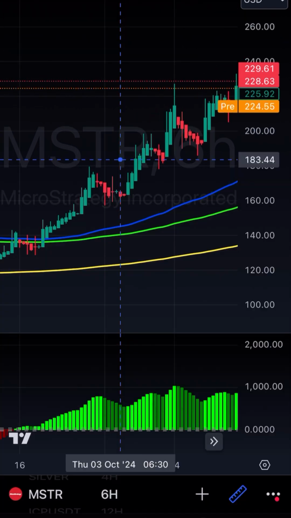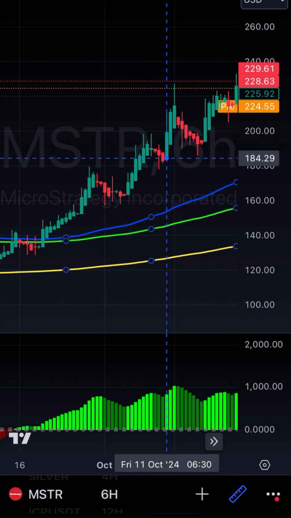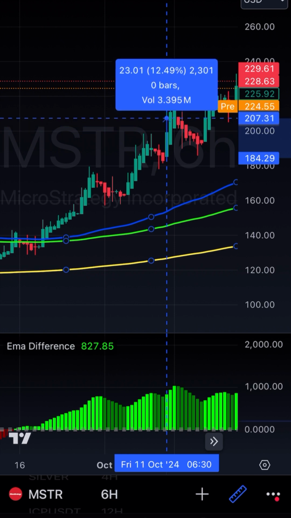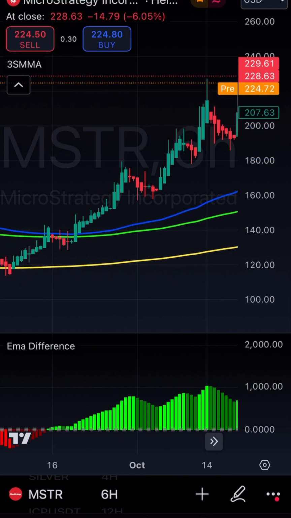So real quickly, we're going to look at a couple other here. You see this moment right here? This lasted for like probably a day, 3 days right here. This is a $31 difference in price. It's a 17% gain if you just bought and sold. It is a $3,196 move if you did options with a call option there.